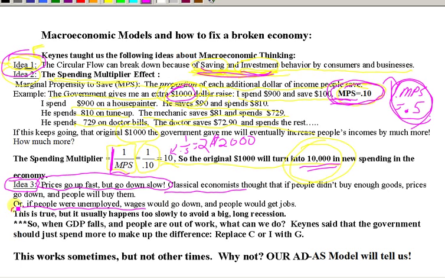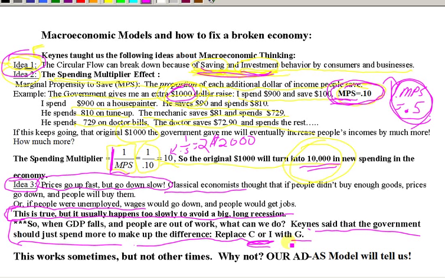So as I say here, this is true. Prices will go down, but it usually happens way too slowly to avoid a big, long recession. So when GDP falls and people are out of work, what can we do? Keynes advocated that the government should just spend more to make up the difference. Replace consumer and investment spending with government spending.